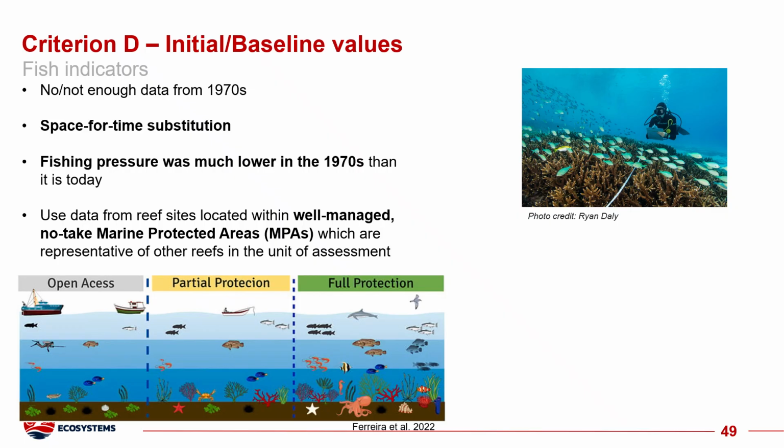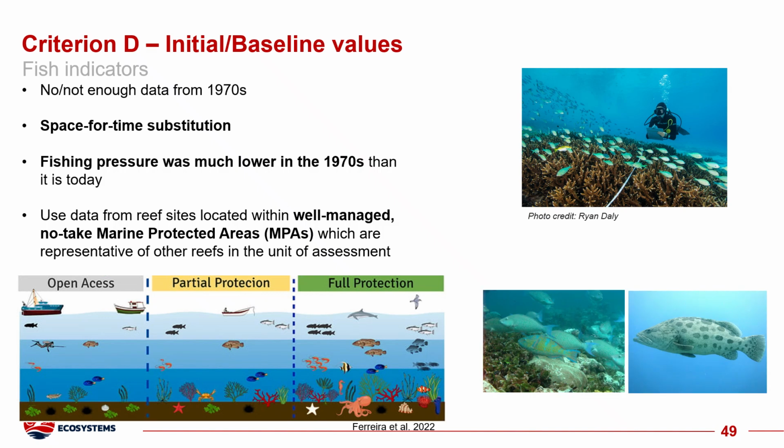Each team can identify one or more reference MPA sites in each unit of assessment that are well protected, representative of other reefs in the ecoregion, and have data on the indicators being used. If there are no protected sites with data in a particular ecoregion, you can look to other comparable sites with similar reef structure and oceanographic conditions.